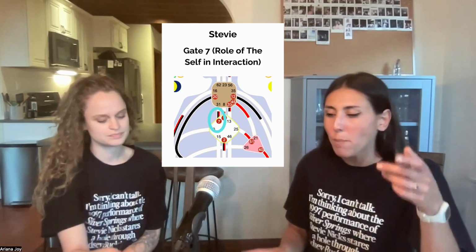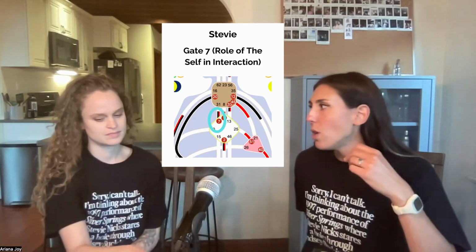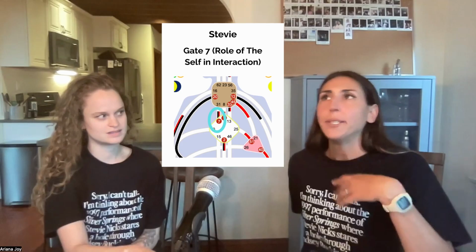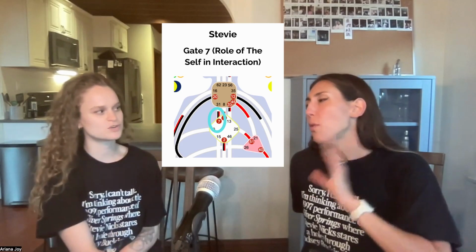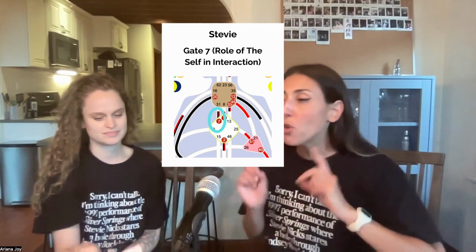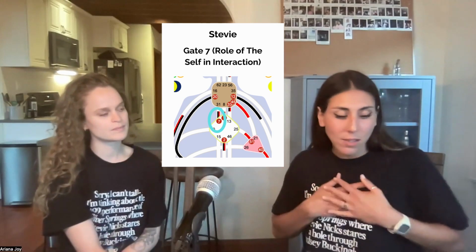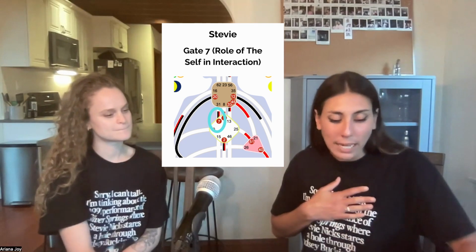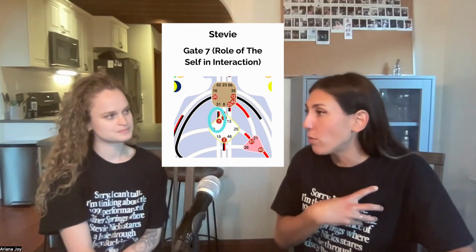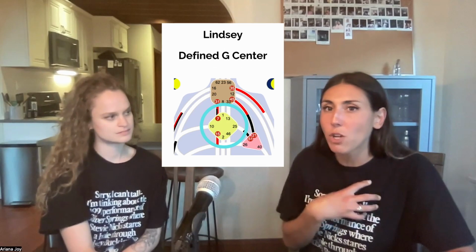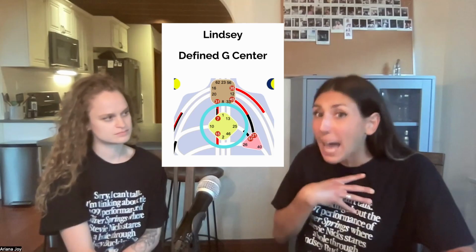And it's not to say that one person with gate 7 wouldn't step down. It's not to say that they wouldn't. They both have that drive, and they both feel like they know the right way to go. With Lindsey, it's like this is at least the right way for me to go, because he has a consistent sense of direction with the defined G center. So he's like, I have to go this way.